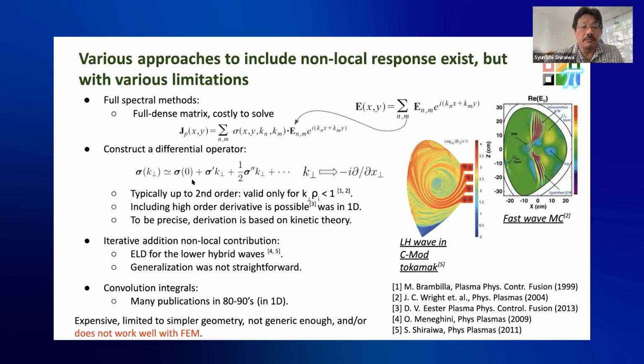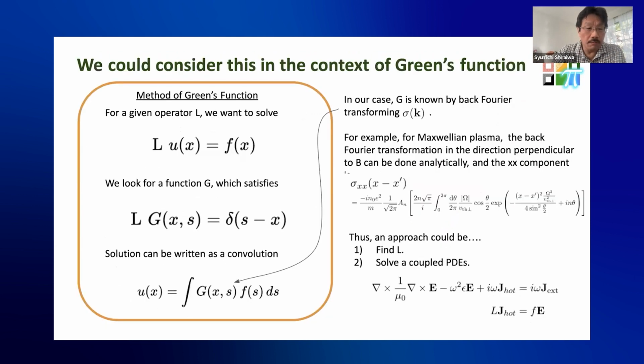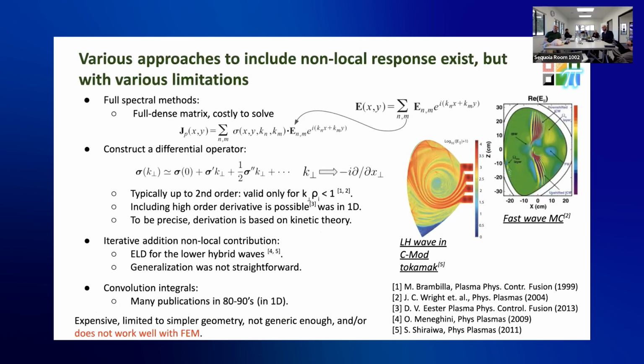Because of the nature of the Fourier expansion, this is valid only when k perp is small. In other words, the wavelength is reasonably large. And there are a few other approaches which I won't go into detail, but essentially the point here is that each of them has its own limitation. Sometimes it requires simpler geometry compared to the 3D simulation I showed in the previous slide, or is not generic enough, and does not work very well with finite element. So what shall we do with the finite element?